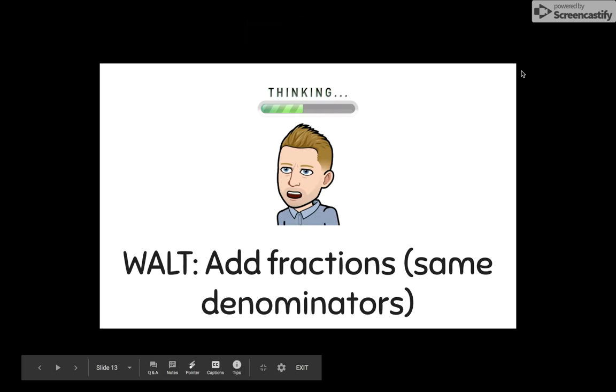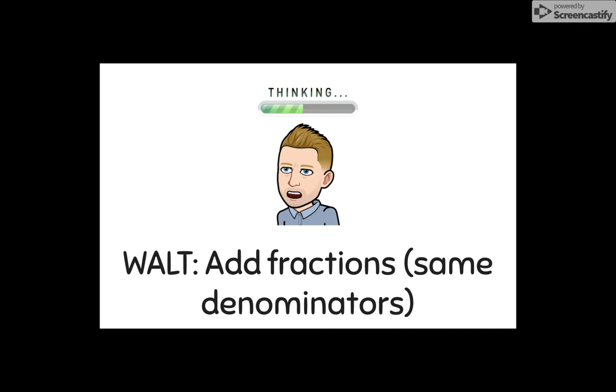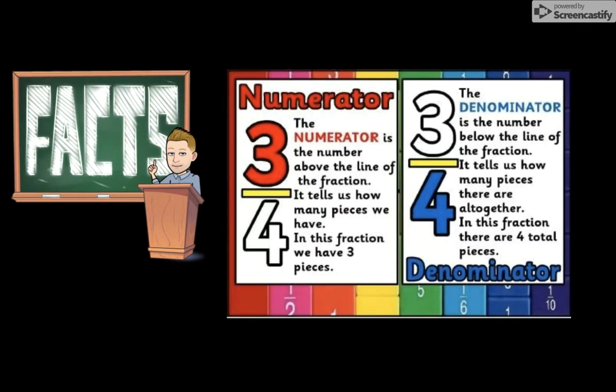Today we're learning to add fractions that have the same denominators or bottom numbers. Let's get into it. First of all, what does the word numerator mean and what does the word denominator mean? The numerator is the top number in a fraction and it tells us how many pieces of the fraction we have. The denominator is the bottom number and it tells us how many equal parts the whole has been broken into. Alright, just remember, numerator top number, denominator is the bottom number, and the denominator tells us how many equal parts the whole has been broken up into.